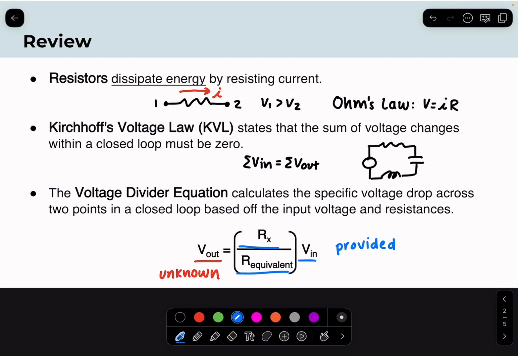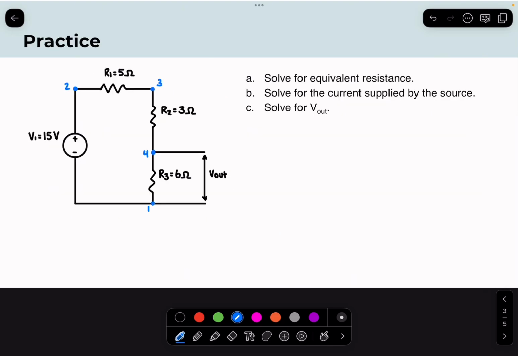When you're talking about R equivalent, the equivalent resistance of the circuit, you're going to be looking at the entire circuit. And when you're looking at Rx, you're going to be looking at a specific section of the circuit. And this will become more clear with an example problem. So here we have a simple circuit where we're asked to solve for the equivalent resistance, the current supplied by the source, and V out.